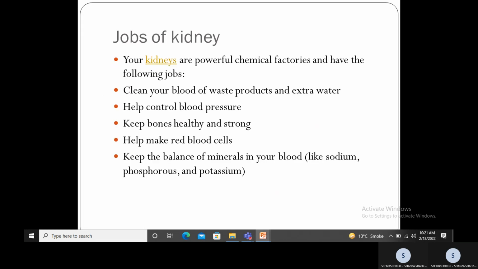Jobs of kidney. In this slide, I'm discussing the jobs of kidney. Your kidneys are powerful chemical factories and have the following jobs. The first, clean your blood of waste products and extra water. Help control blood pressure, keep bones healthy and strong. Make red blood cells, keep the balance of minerals in your blood. Minerals like sodium, phosphorus and potassium.